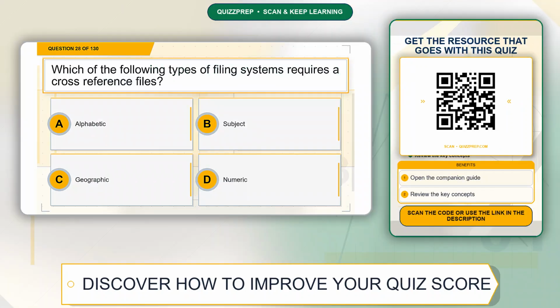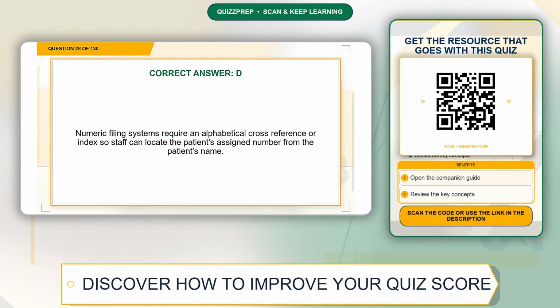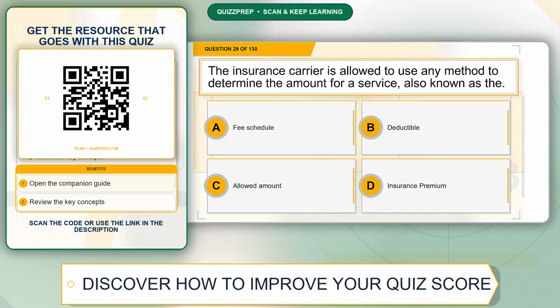Question 28. Which of the following types of filing systems requires a cross-reference files? Option A, alphabetic. Option B, subject. Option C, geographic. Option D, numeric. The correct answer is option D, numeric. Explanation. Numeric filing systems require an alphabetical cross-reference or index so staff can locate the patient's assigned number from the patient's name.